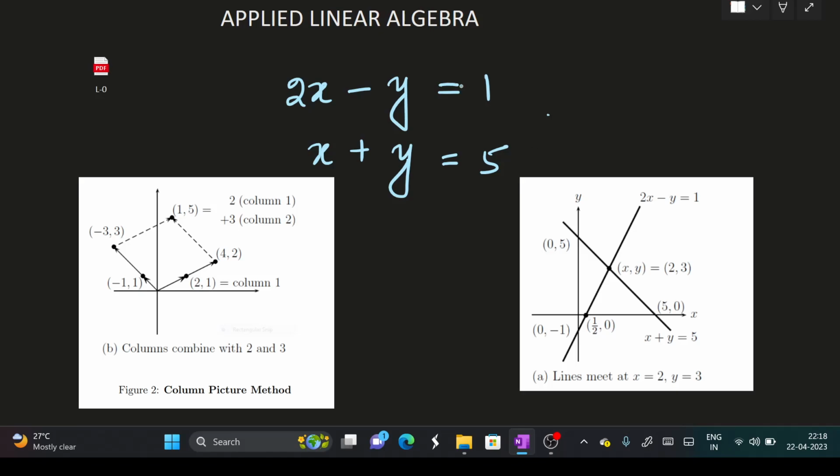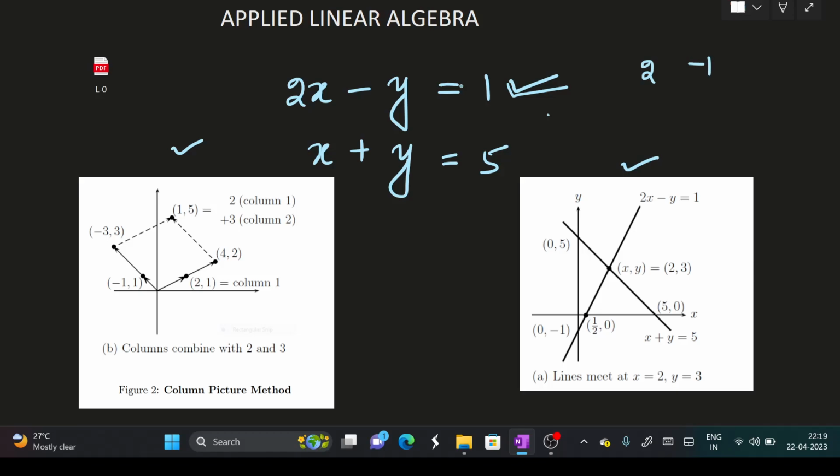One is the row picture method. This is the row picture method. Another is the column picture method. What do I have to do in the case of the row picture method? First, I will plot this as a straight line. So this is the first row of the matrix I am considering. If I write the augmented matrix, how will it look?